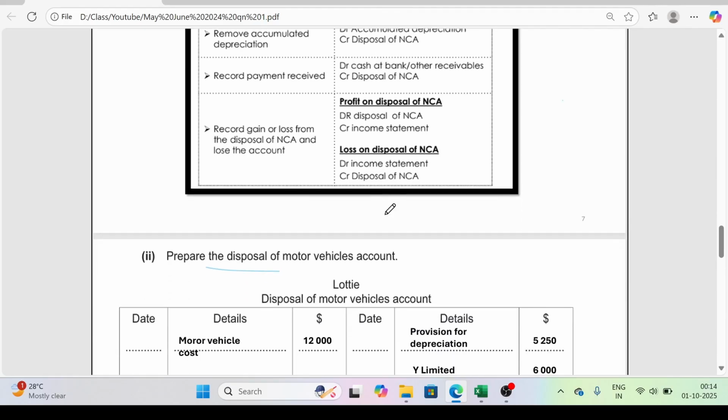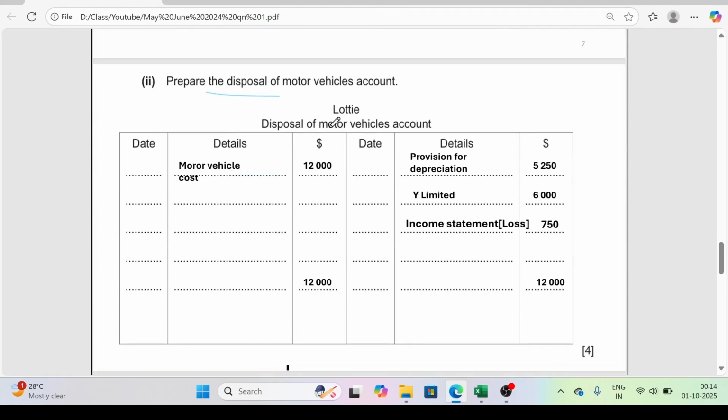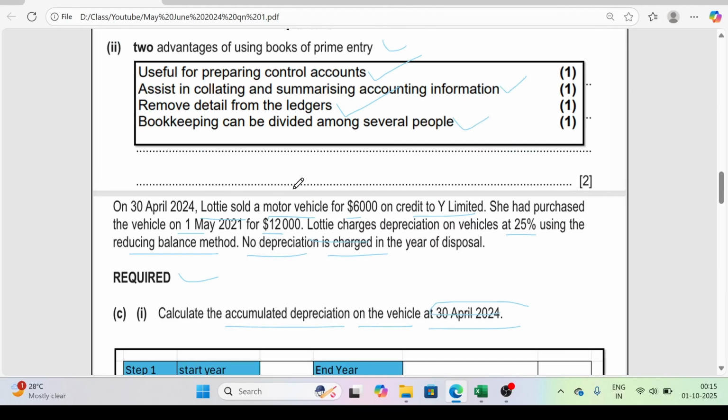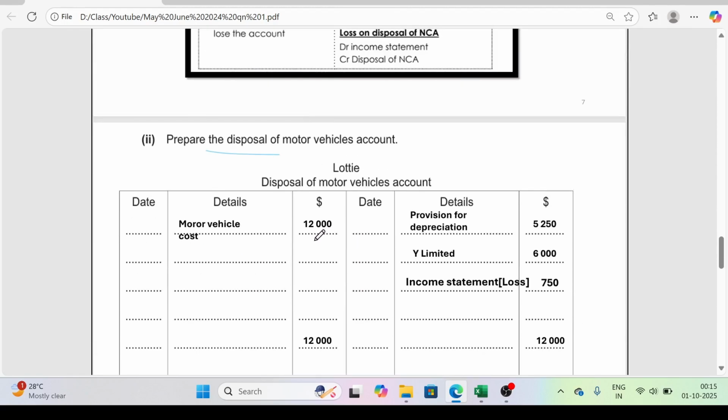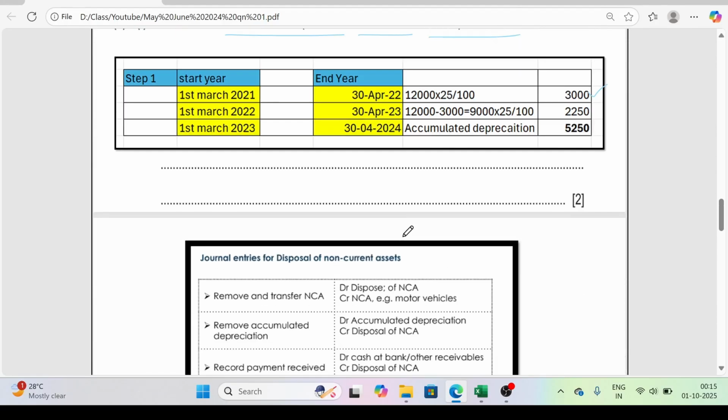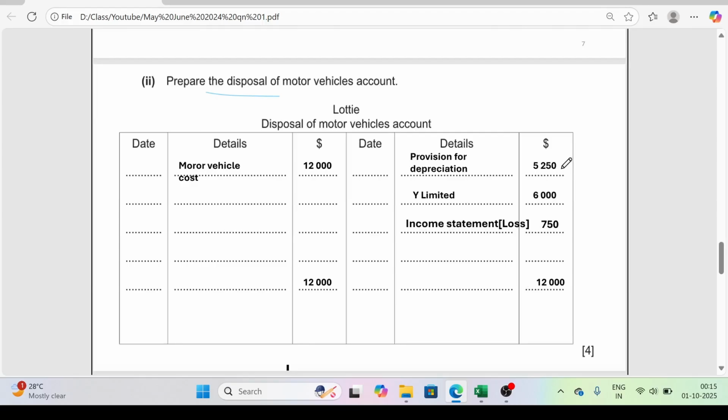Okay. Let's see the workings. First one, disposal of motor vehicle. Which vehicle are they going to sell? Motor vehicle cost 12,000. Yeah, this one, right? 1st May 2021 for 12,000. Then what is the provision for depreciation? Already they calculated here. See, 5,250. Please write it over here.